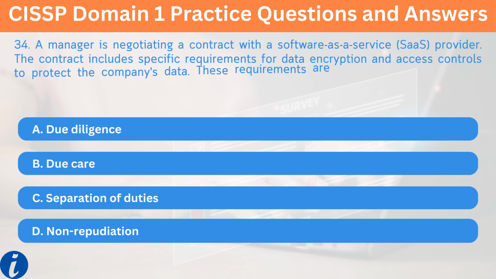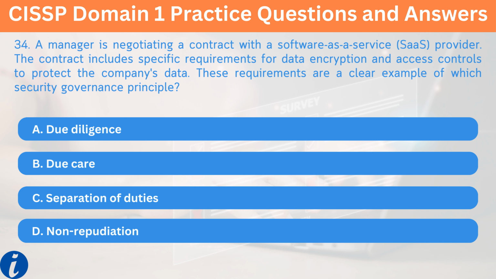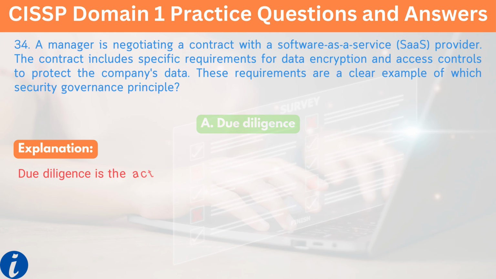34. A manager is negotiating a contract with a software as a service (SaaS) provider. The contract includes specific requirements for data encryption and access controls to protect the company's data. These requirements are a clear example of which security governance principle? A. Due diligence. B. Due care. C. Separation of duties. D. Non-repudiation. The correct answer is A.